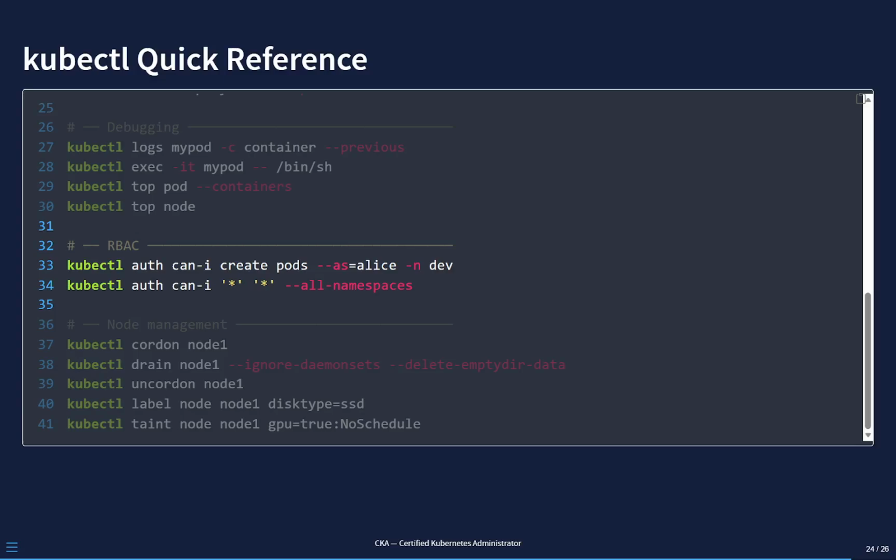RBAC, role creation and permission checks. Node management: cordon, drain, uncordon, label, taint. Know all of these. Run them against a real cluster until your fingers type them automatically. Speed is the difference between finishing and not finishing. Let's close with the 10 things you absolutely must remember.